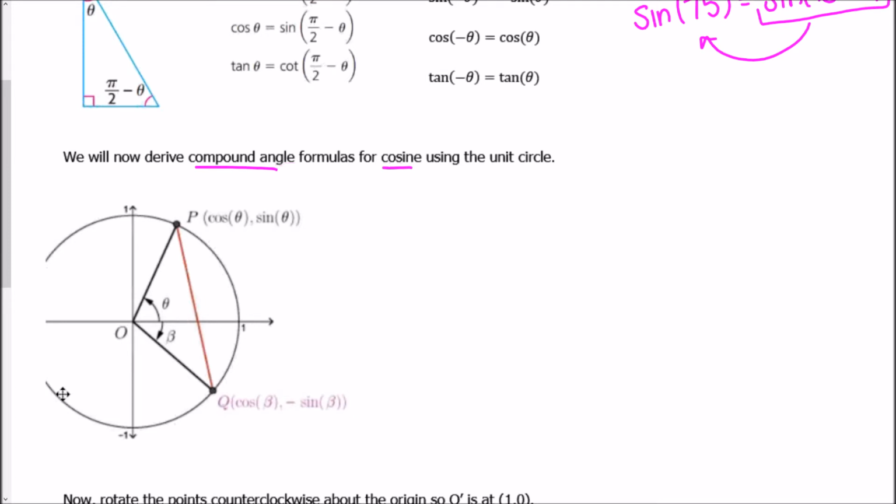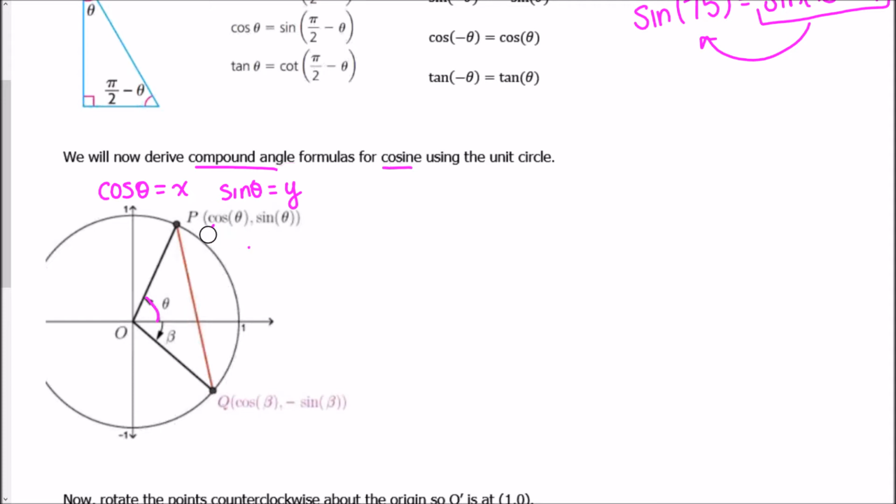And remember, this right here is (1, 0). And remember, cosine of theta in the unit circle will always be x, and sine of theta in the unit circle will always be y. So remembering that, this right here is angle theta, and that's why this coordinate is cosine theta, sine theta, because it's simply x comma y.